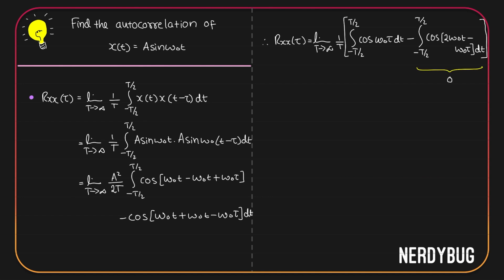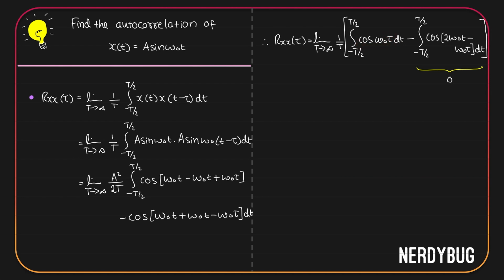But the first term is also the same, right? We are integrating a cos function throughout an interval from minus t by 2 to t by 2, that is one time period. But actually the cos function is a function of tau, cos omega naught tau. We are integrating with respect to t. So tau is a constant here. Cos omega naught tau is a constant.